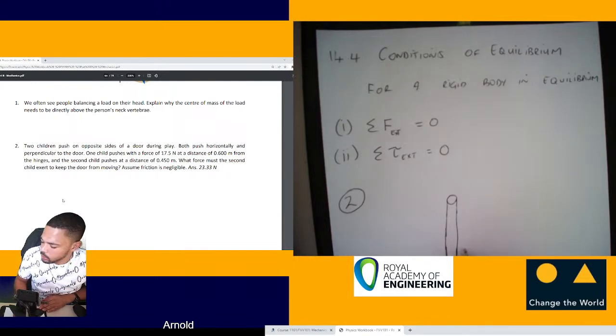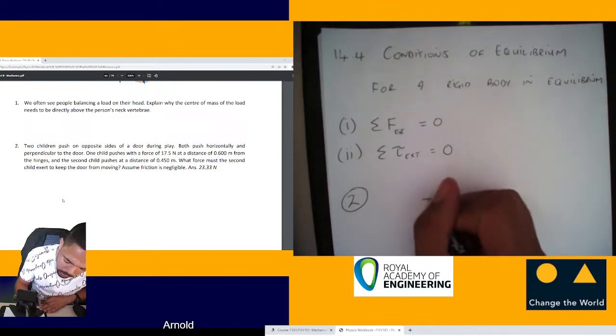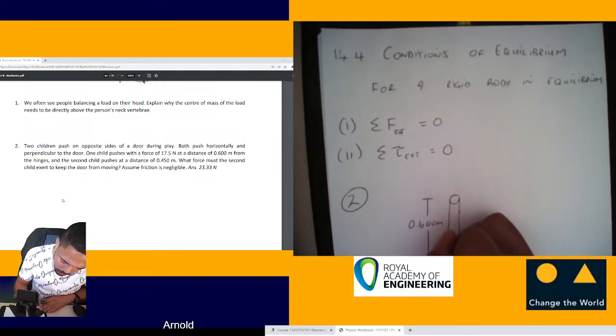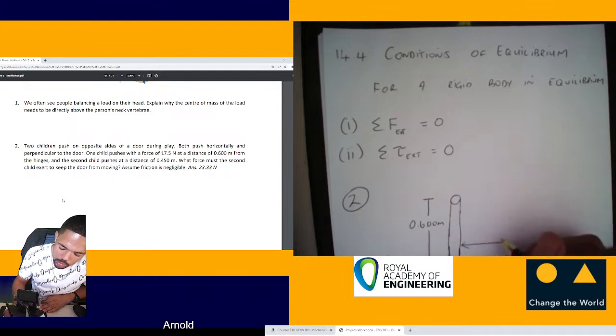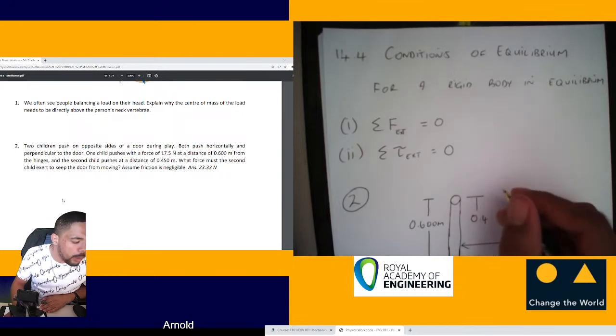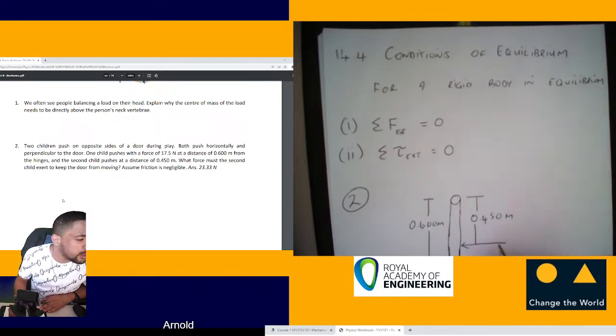One child pushes with a force of 17.5 newtons at a distance of 0.600 meters from the hinges, and the second child pushes at a distance of 0.450 meters. The second child has a distance of 0.450 meters.